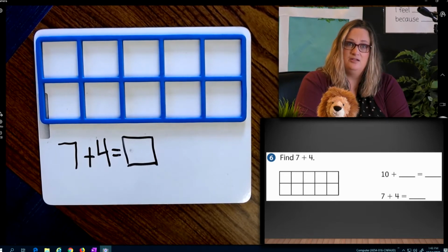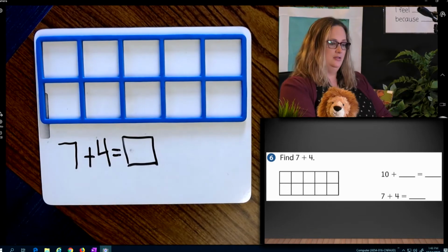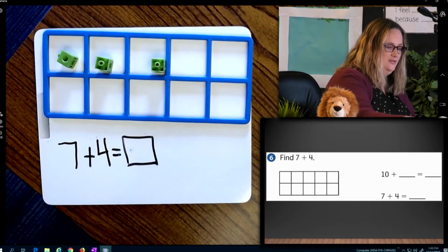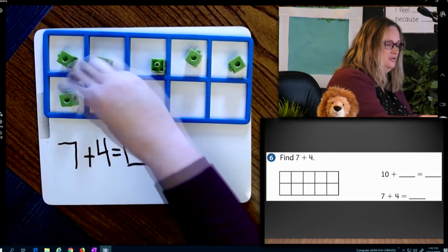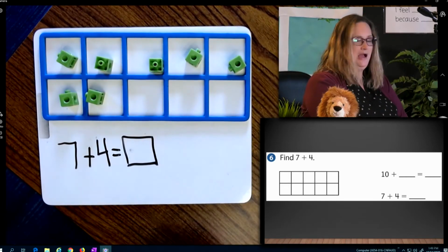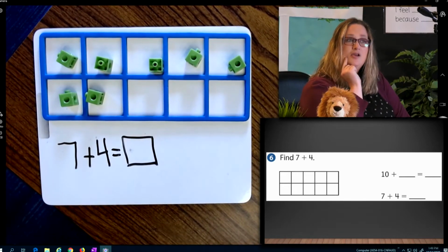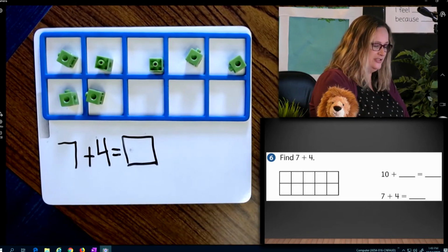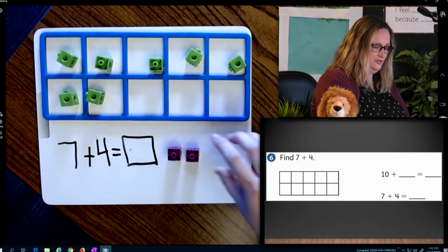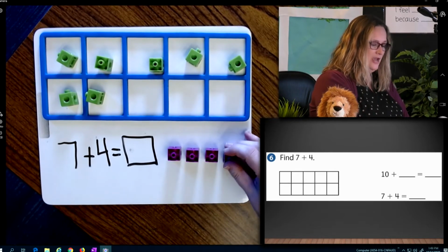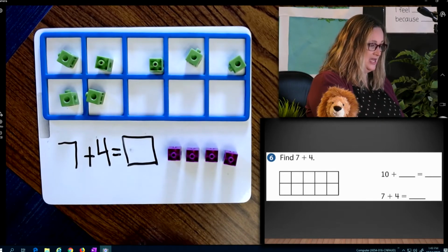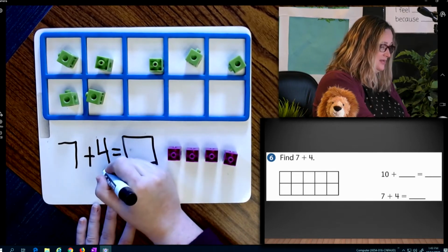Do you have it? What did you build first? Okay, let's get our 7. I know 7 is 5 and 2. Okay, now what do I do next? Oh yeah, I put the other part down here. My other part or addend was 4. 1, 2, 3, 4. And then I stop and I think. Okay, I'm going to see. Oh yeah, I can make 10.